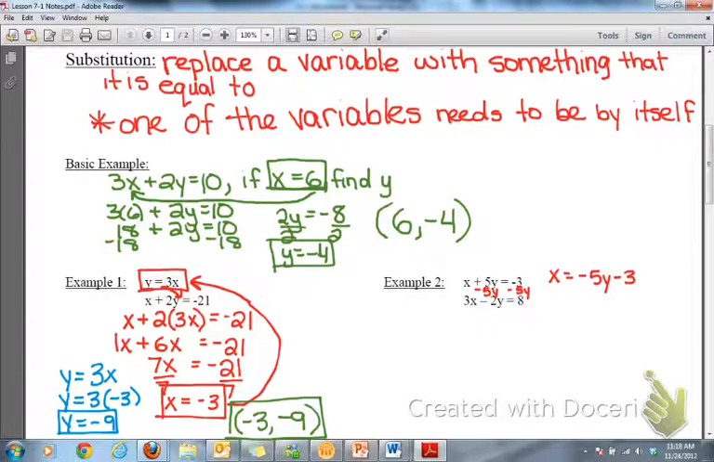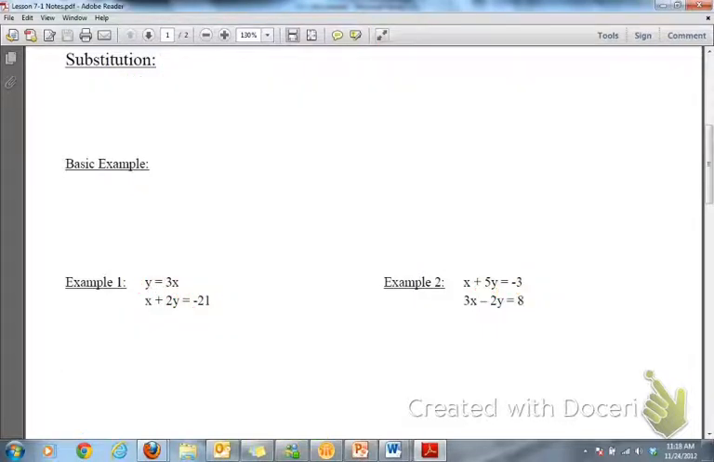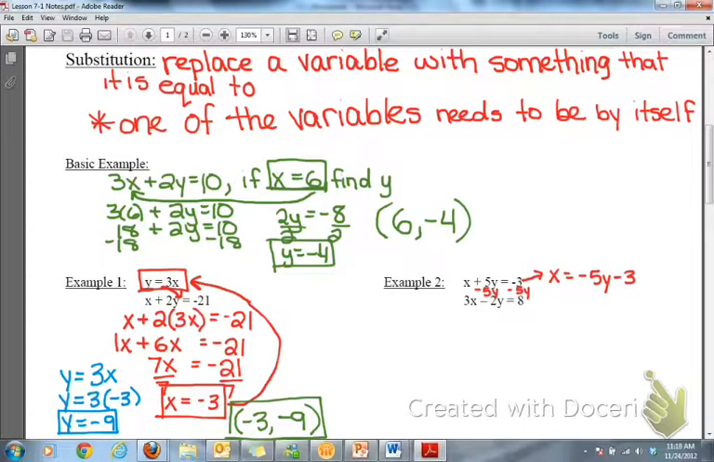So now, all I did is I rewrote that first equation so that x was by itself. So now I know what x equals. x equals negative 5y minus 3. So now I can take that and put it in for x into the second equation. So now I know that x equals negative 5y minus 3. Since that's what x equals, I'm going to put that in place of x in the second equation.